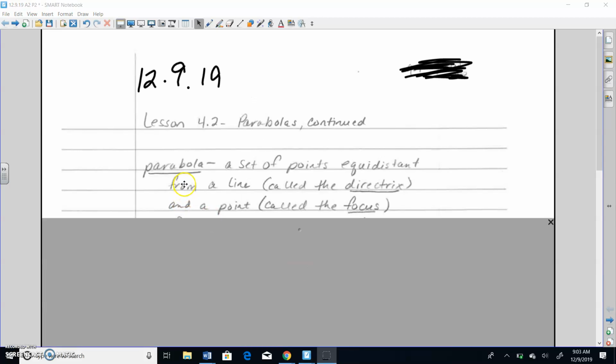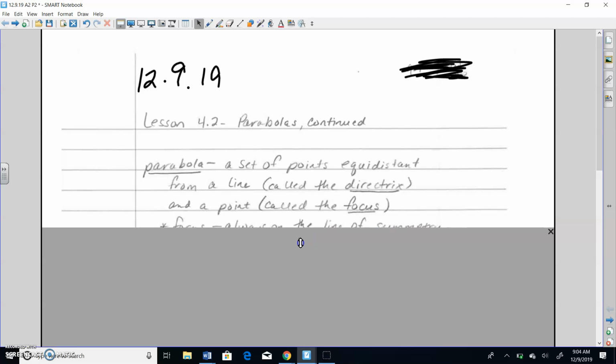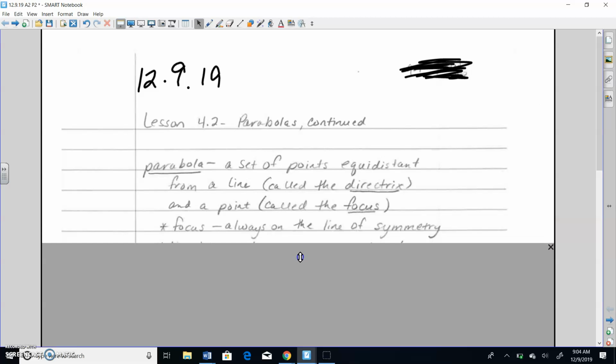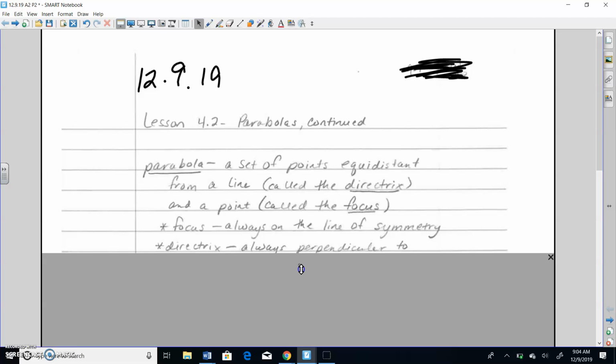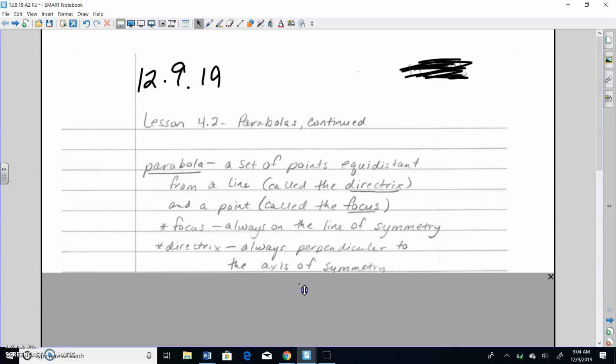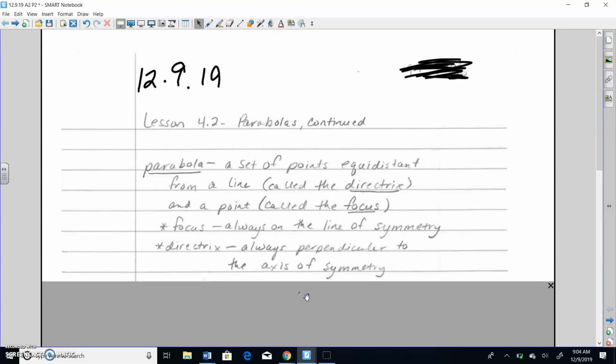Okay, so a parabola is a set of points equidistant from a line, and that line's called the directrix, and a point, which is called the focus. The focus is always on the line of symmetry. The directrix is always perpendicular to the axis of symmetry. So the focus is on the line, or what we would call the axis of symmetry. So I'm going to put that up here.